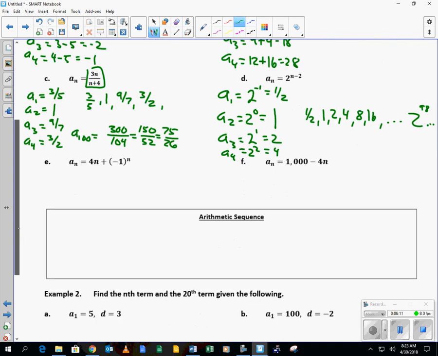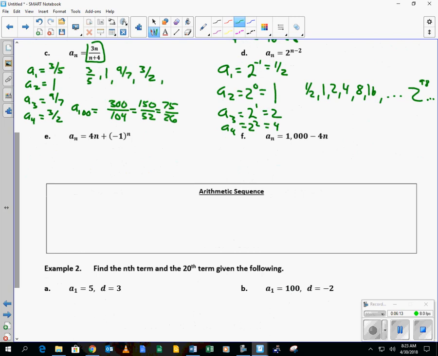See if you can produce the first 4 terms and the 100th term for letter E. Okay, try that out.